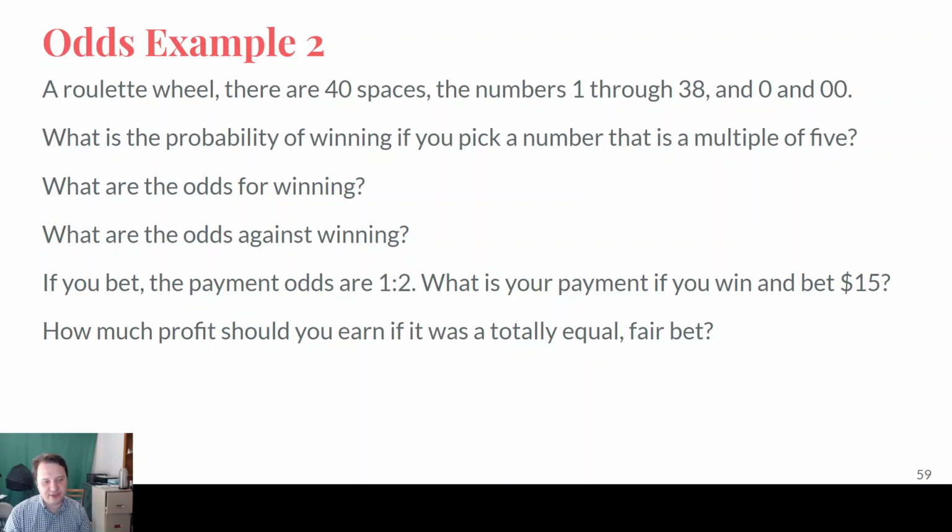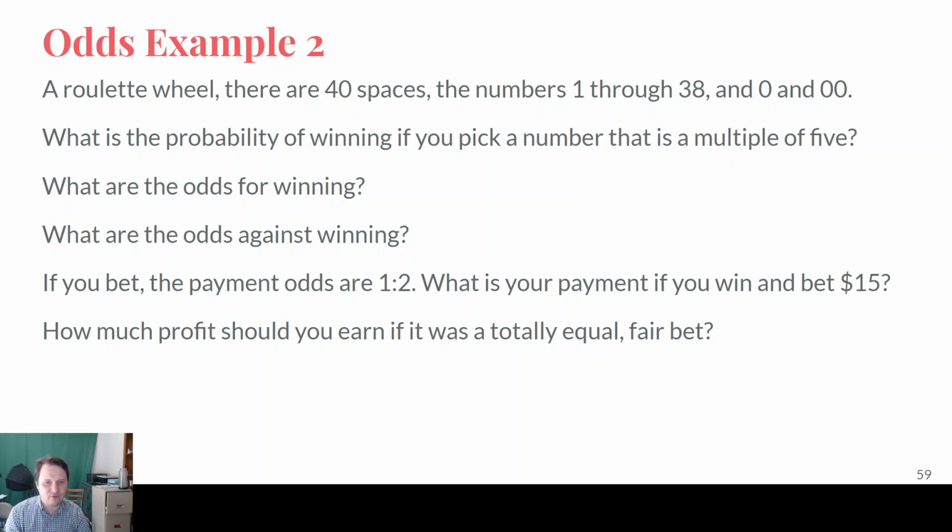Roulette is the worst game in the casino, pretty much, in terms of your odds. Like, slot machines are probably worse, actually. But roulette is pretty bad. A roulette wheel has 40 spaces. Those spaces are numbered 1 to 38. Then you also have the 0 and the double 0 on the roulette wheel. And so what we're going to do is walk through how this works.